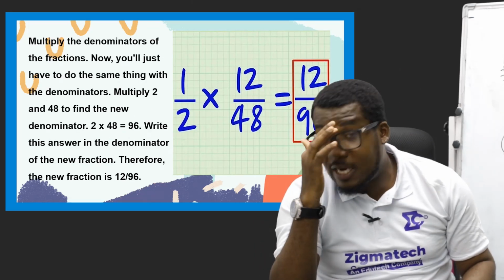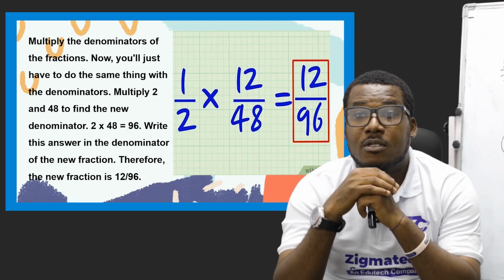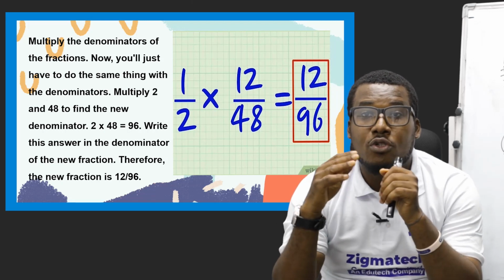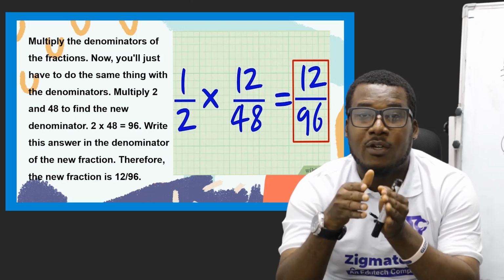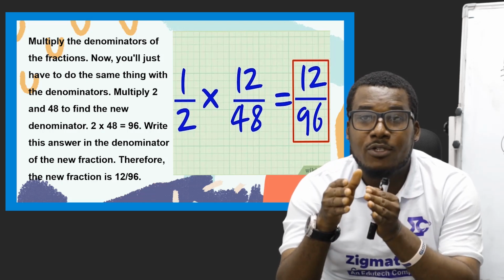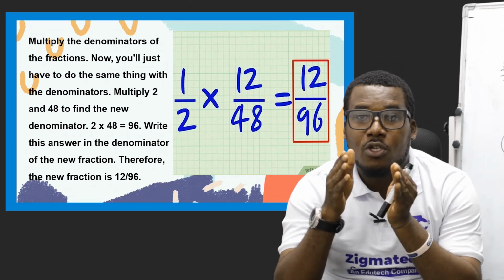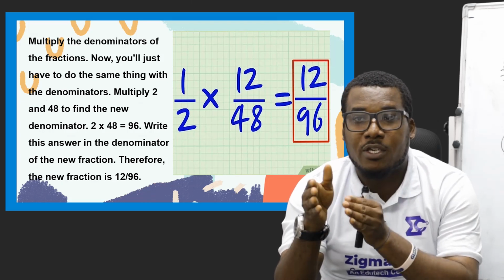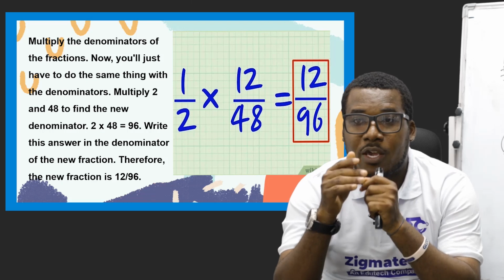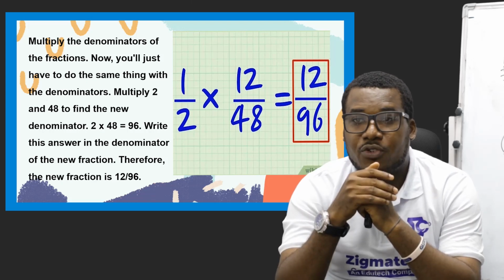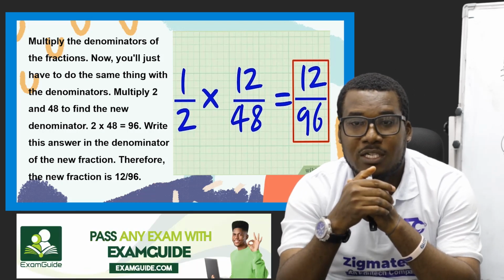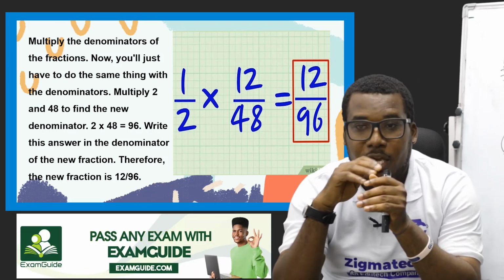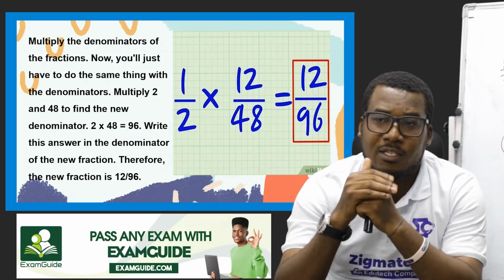And then multiply the denominators of the fraction. Now you will just have to do the same thing with the denominators. Multiply 2 and 48 to find the new denominator. 2 times 48. The product of 2 and 48 will give you 96. Write this answer in the denominator of the new fraction. Therefore, your new fraction is 12 over 96.